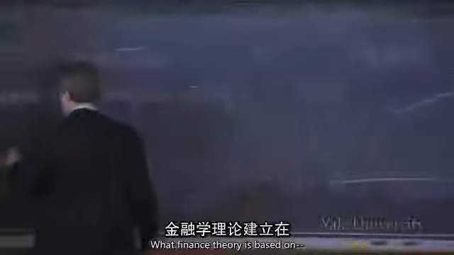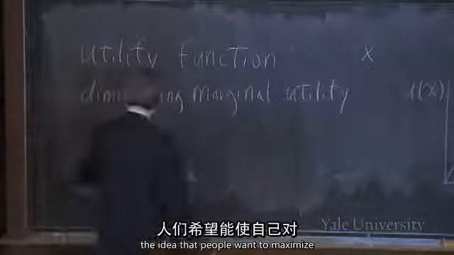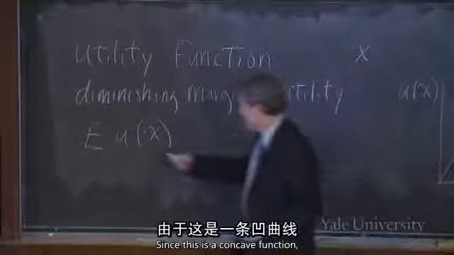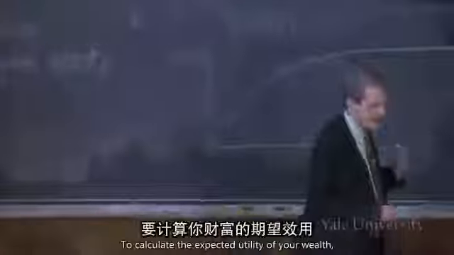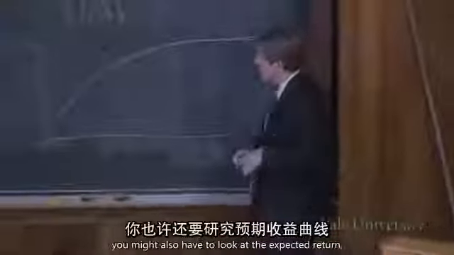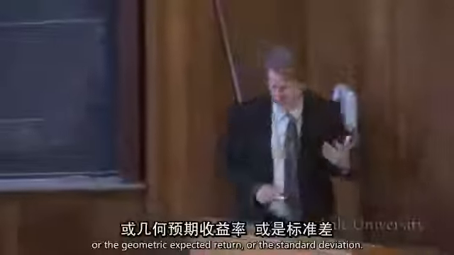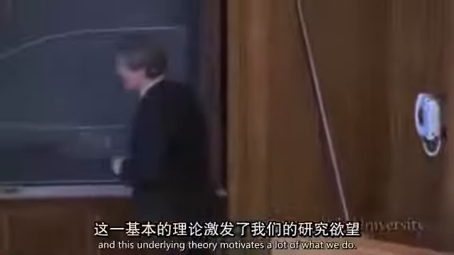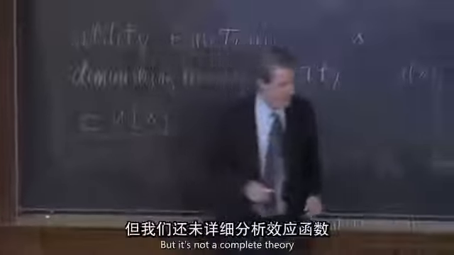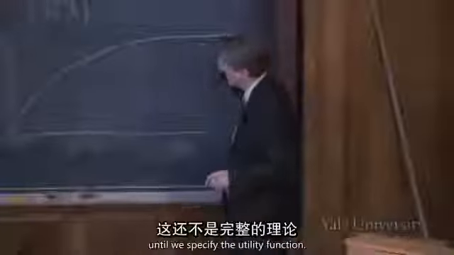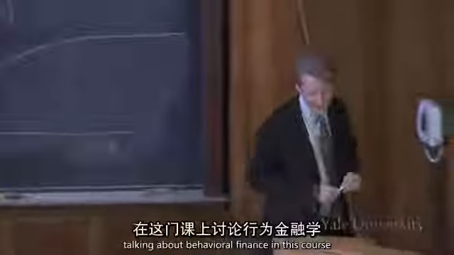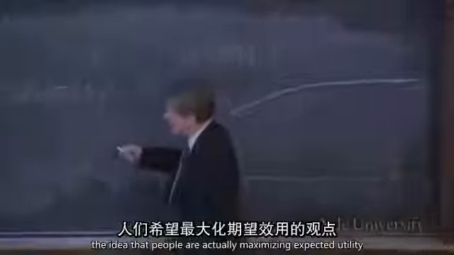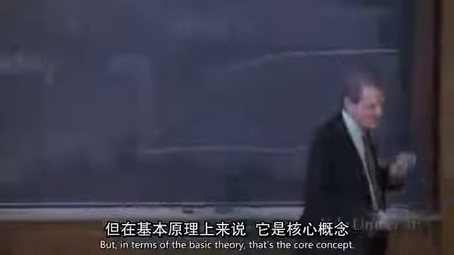So what finance theory is based on, and much of economics, is the idea that people want to maximize the expected utility of their wealth. Okay. Since this is a concave function, it's not just the expected value. To calculate the expected utility of your wealth, you might also have to look at the expected return, or the geometric expected return, or the standard deviation; there are so many different aspects that we can get into. This underlying theory motivates a lot of what we do, but it's not a complete theory until we specify the utility function. Of course, we will also be talking about behavioral finance in this course, and we'll at times be saying that the idea that people are actually maximizing expected utility may not be entirely accurate. But in terms of the basic theory, that's the core concept.